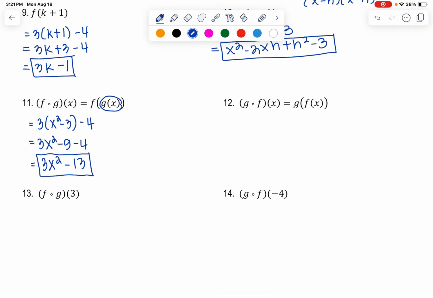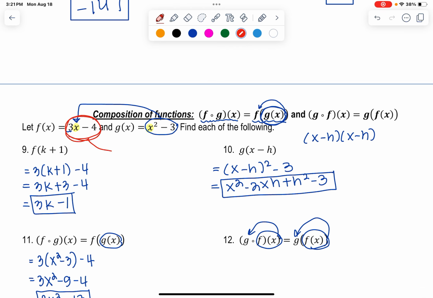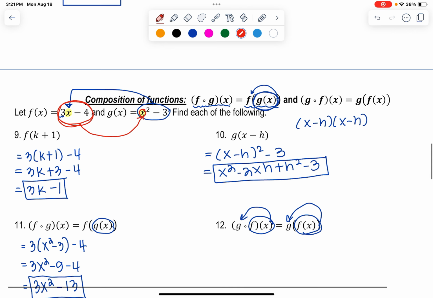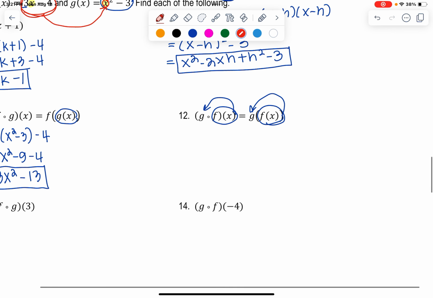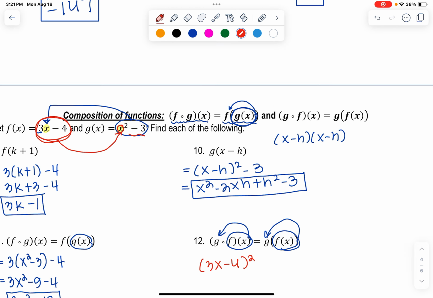For number 12, it's find g of f of x. So this means to take f and plug it into g. Take f and plug it into g. Okay, so we're going to take f. I'm going to use a different color here. Here's f. And we're going to plug it into g. So right there, instead of writing that x, we're going to write 3x minus 4, and then we're going to square it. 3x minus 4, and we're going to square it. But then we have that minus 3 right there.